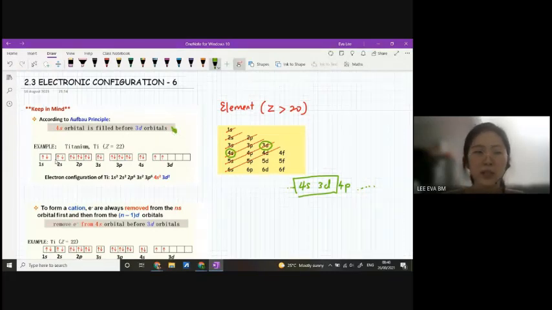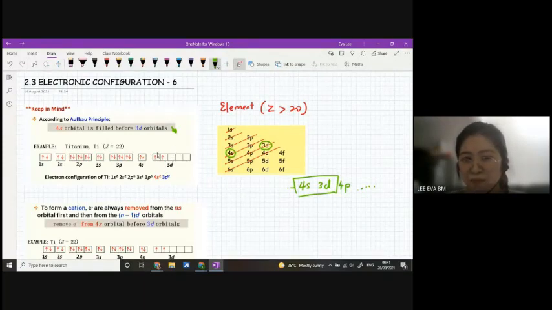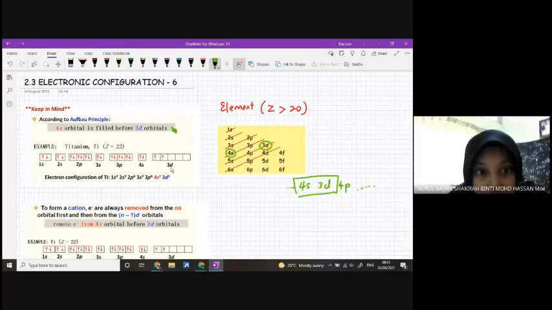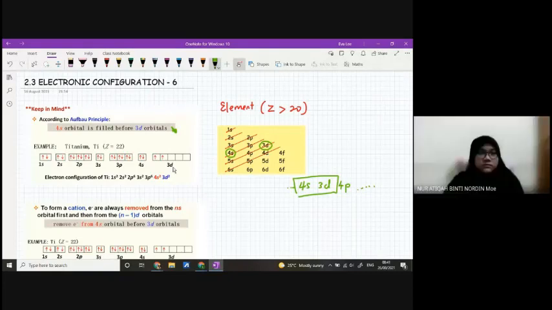So if we look at the example titanium, proton number 22, the orbital diagram: 1s2, 2s2, 2p6, 3s2, 3p6, 4s2, and 3d2. Okay, so here, at this 3d, which rule do we follow? If you see two of these single electrons, what rule does it obey? Hund's rule.